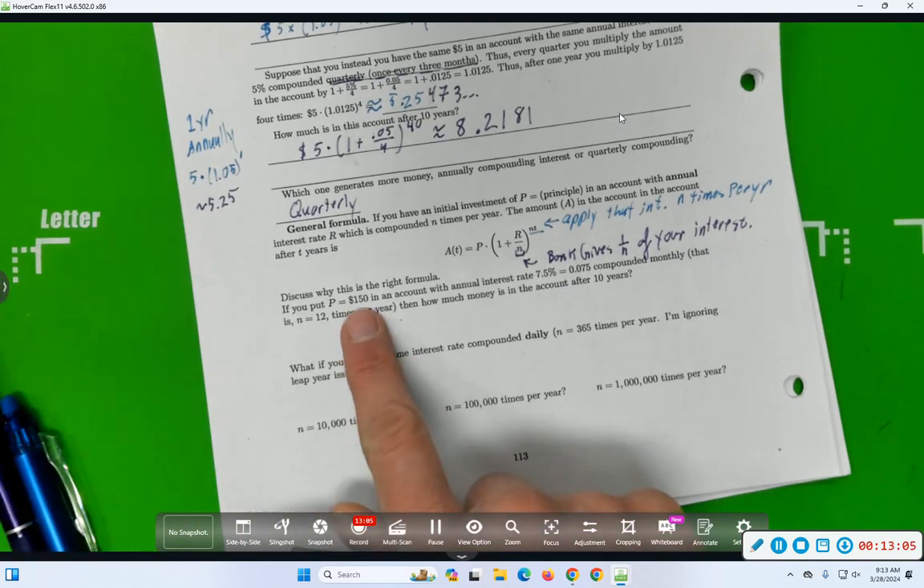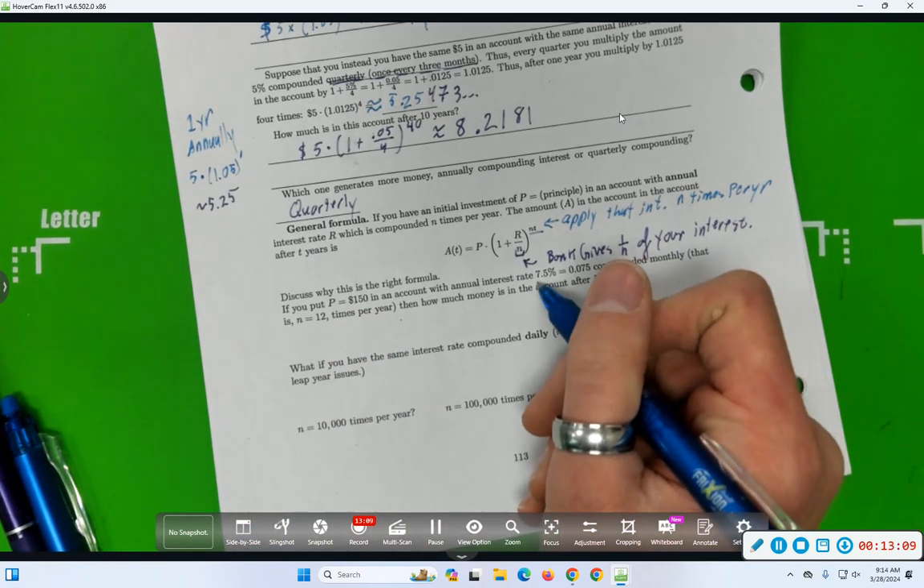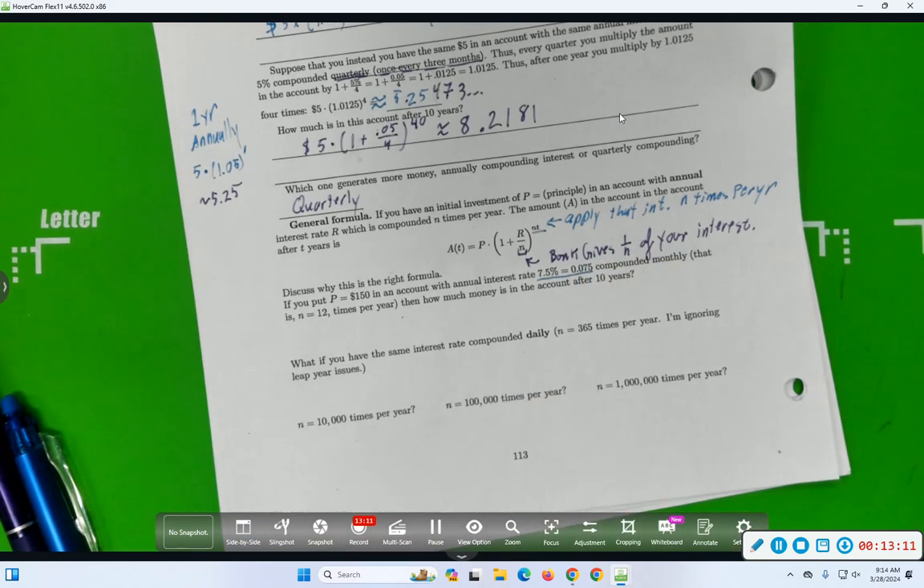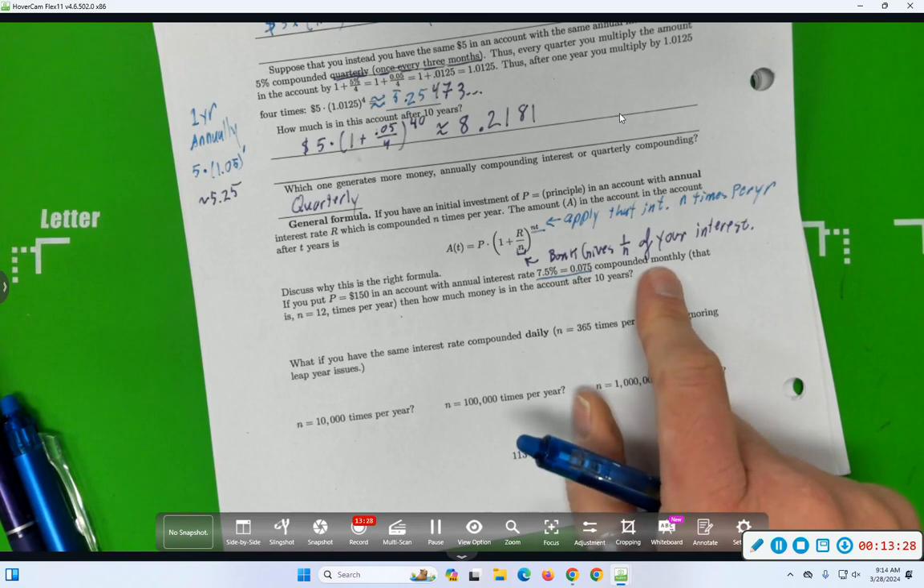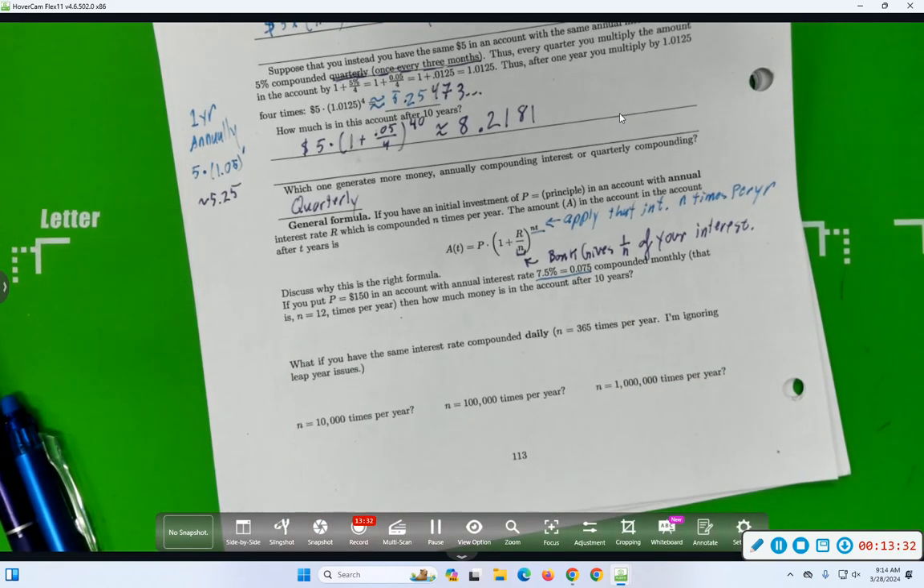So I'm going to put $150 in an account. Annual interest rate is 7.5%, which, right, percent literally comes from the Latin for per 100. So 7.5% is 7.5 divided by 100, which is 0.075. Let's compound it monthly, so 12 times per year. Let's see how much money is in that account at the end of this period.